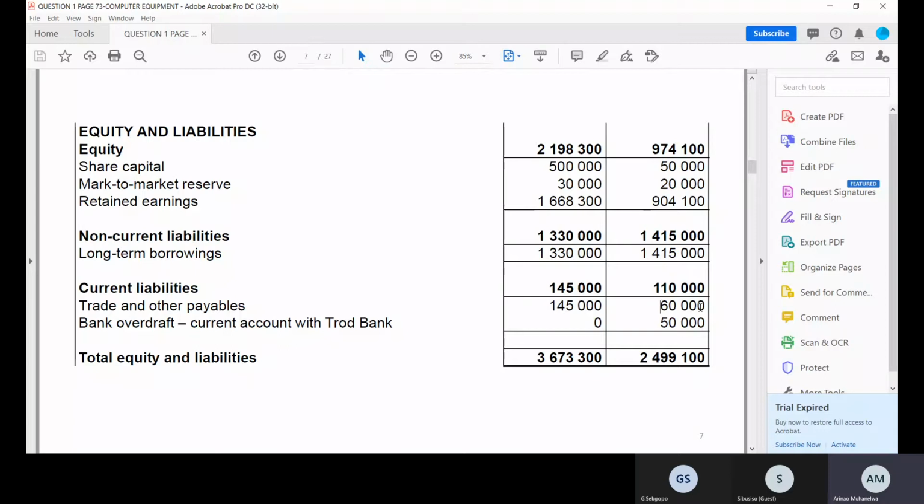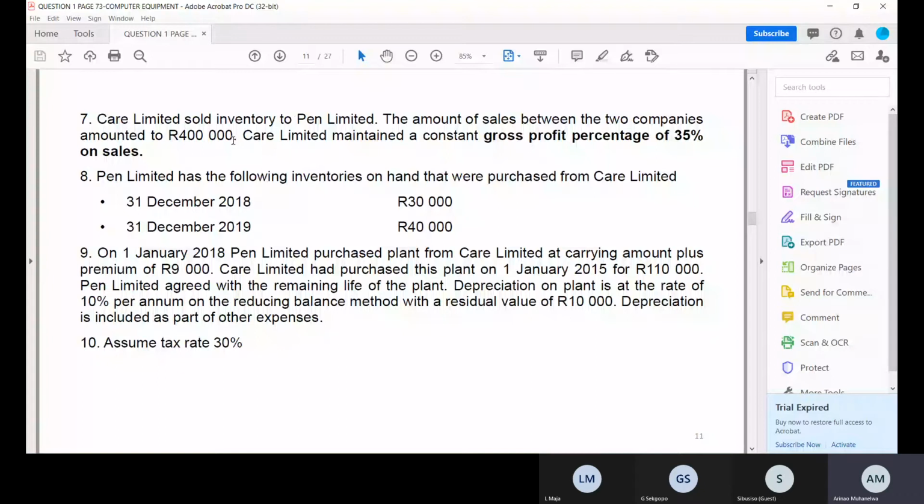is telling us here. Additional information number 7: Care Limited sold inventory to Penn Limited. The amount of sales between the two companies amounted to 400,000. Let's stop there. This is where I'll spend most of the time.